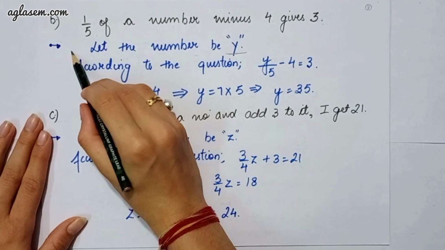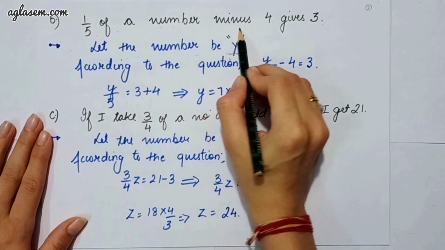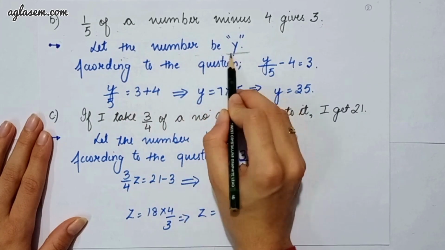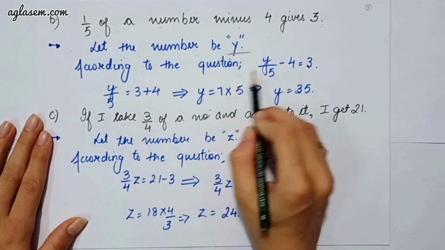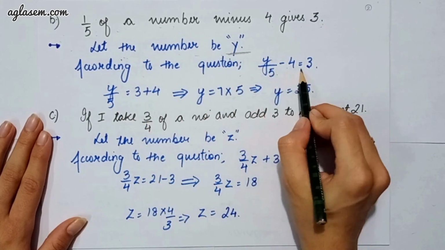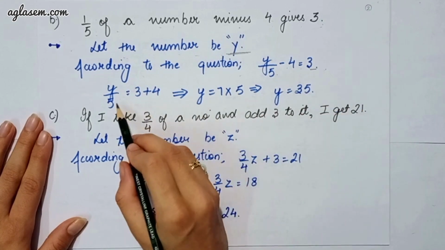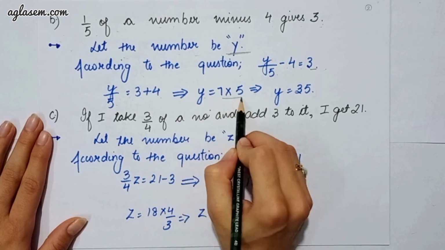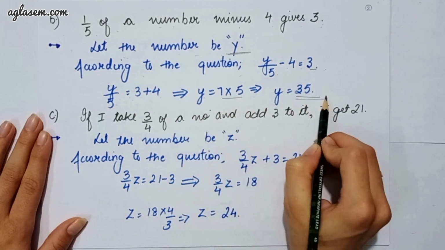B part says 1/5 of the number minus 4 gets 3. So here we have to let the number be y. According to the question, y upon 5 minus 4 is equal to 3. So here y upon 5 is equal to 3 plus 4. So y is equal to 7 into 5, which will give you 35.